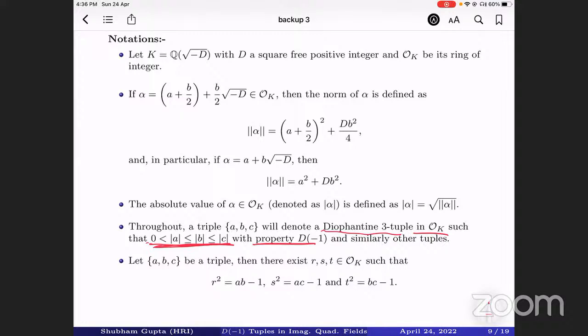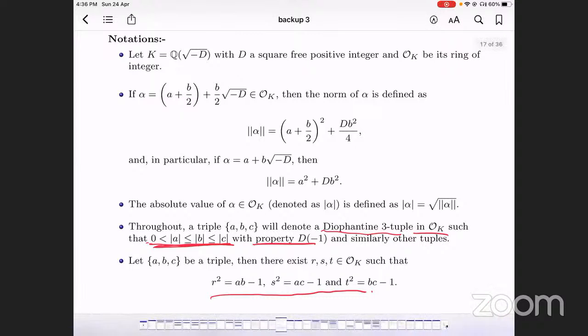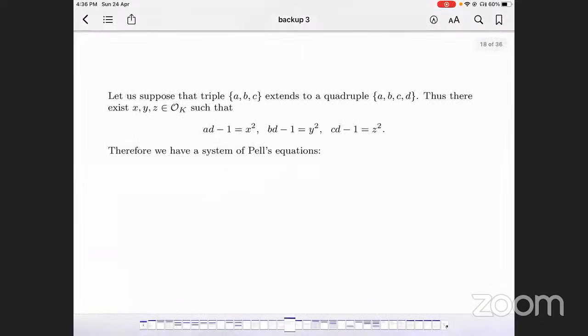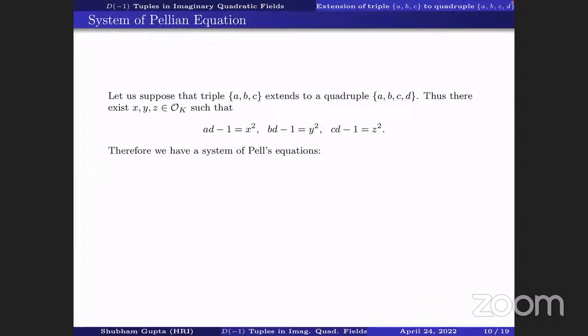And lastly, if a, b, c form a triple, then by definition there exist r, s, t belonging to O_K satisfying this condition. Actually, this comes from the definition, so r, s and t will hold. Okay, so let (a, b, c) be a triple.